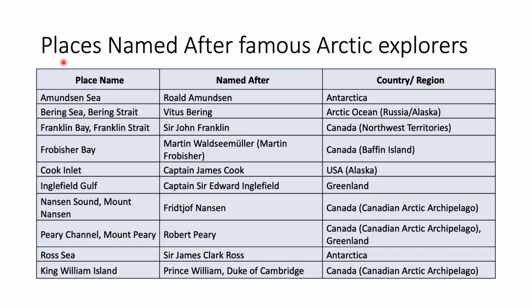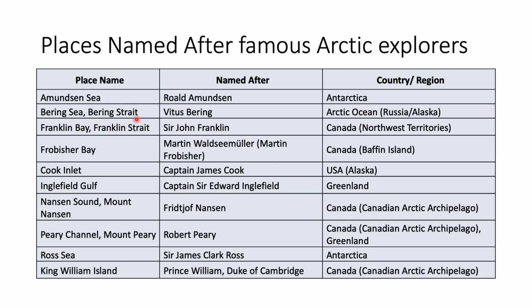Let us look at some of the places named after famous Arctic explorers. We are mainly restricting ourselves to explorers because many places in the entire world have been named after various people. So we will just look at the people who had actually done exploration in the Arctic region. Amundsen Sea is named after Roald Amundsen. This place is actually in Antarctica, but the rest of the places are mainly in the Arctic region.